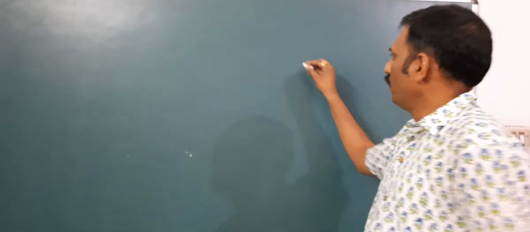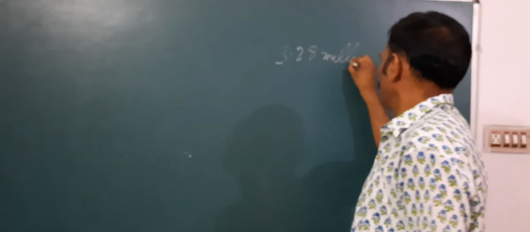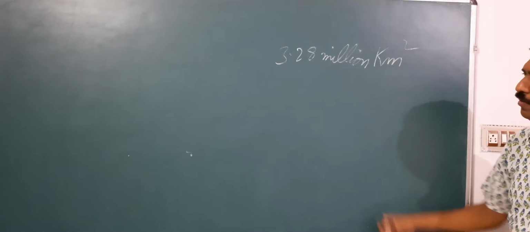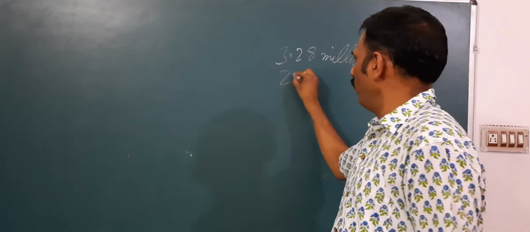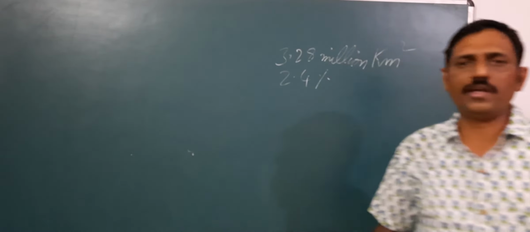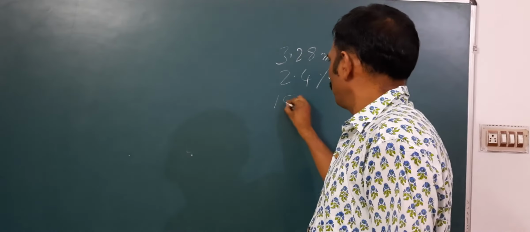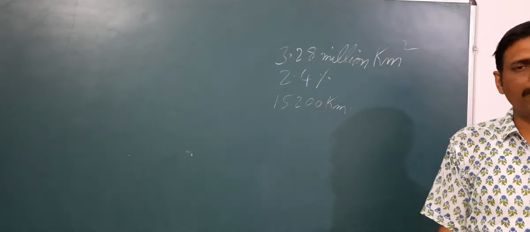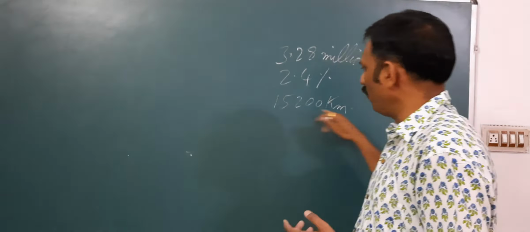Now, if we talk about the size of India, the size is 3.28 million square kilometer. It is around 2.4% of the total area of the world. 15,200 kilometers is the total length of the land boundary of India.